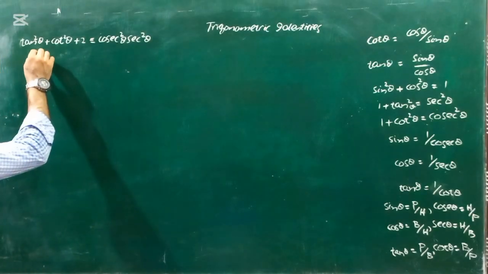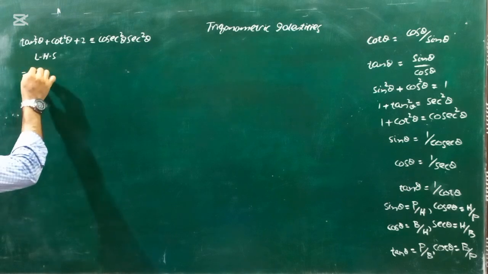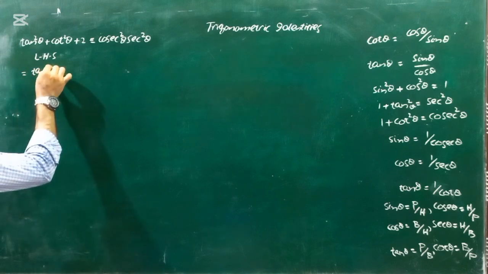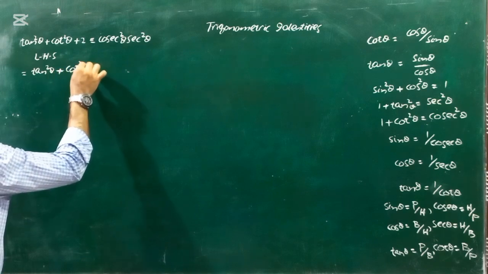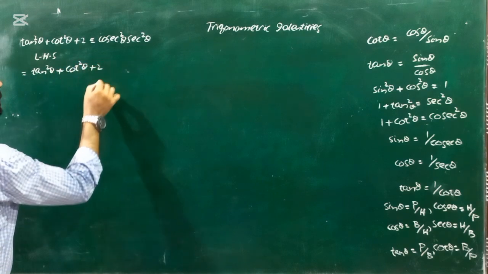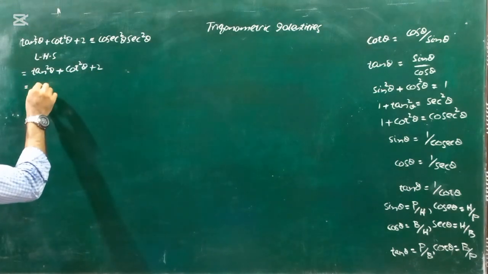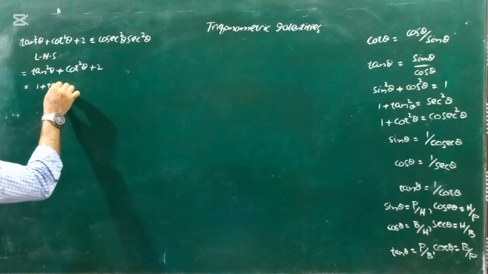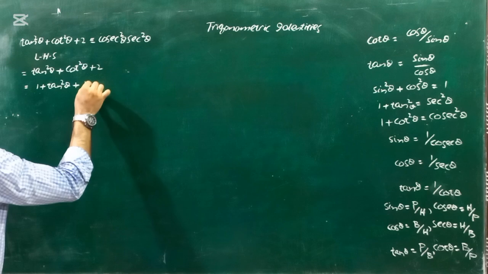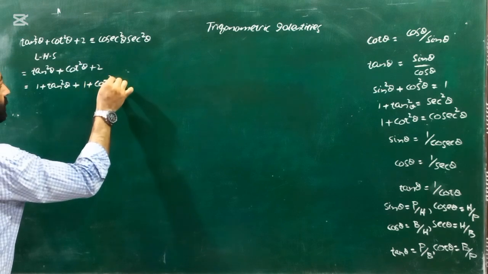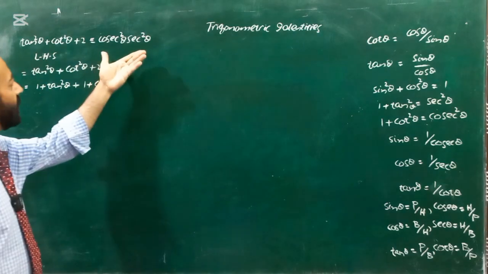So we are taking the left hand side. The left hand side is tan square theta plus cot square theta plus 2. So we are breaking this 2 into 1 plus 1, and one 1 will be added with tan square theta, giving 1 plus tan square theta, and the other 1 will be added with cot square theta, and this will become 1 plus cot square theta.